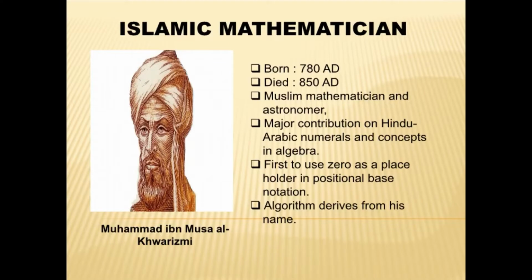Born 780 AD. Died 850 AD. Muslim mathematician and astronomer. Major contribution on Hindu Arabic numerals and concepts in algebra. First used 0 as a placeholder in positional base notation. Algorithm derives from his name.